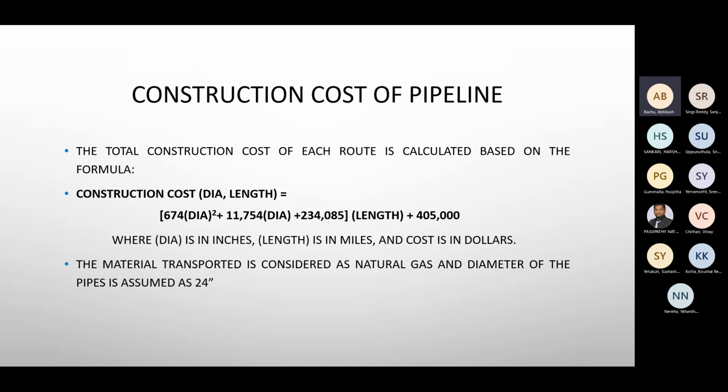Coming to the construction cost of the pipeline, we have taken one formula which you can see in the slide. It is 674 dia square plus 11,754 diameter plus 2 lakh 34,085 into length plus 4 lakh 5,000, where diameter is in inches, length is in miles and cost is in dollars. The material transported is natural gas, and the diameter of the pipes is assumed as 24 inches. The total construction cost is calculated between two nodes, and the cost is tabulated in Excel. Next slide.